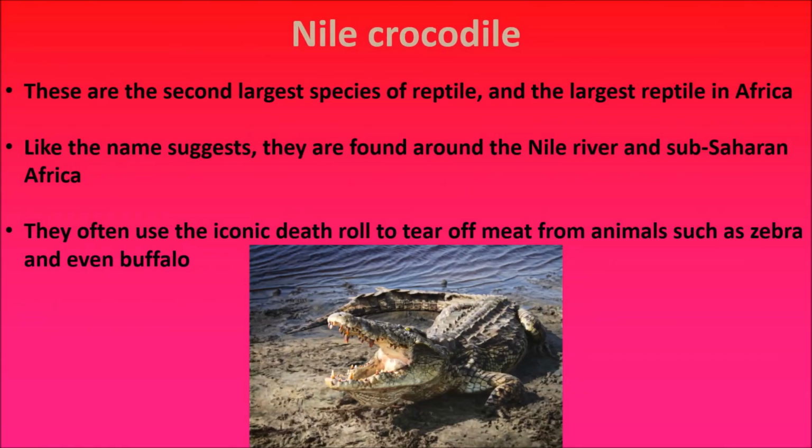Next we have the Nile crocodile, which is the second largest species of reptile and the largest species of reptile in Africa. Like the name suggests, they are found along the Nile River and sub-Saharan Africa. They often use the iconic death roll to tear off meat from animals such as zebra and even buffalo.